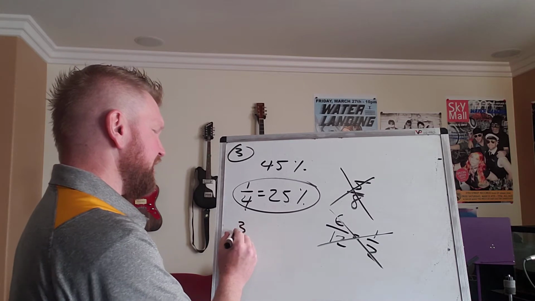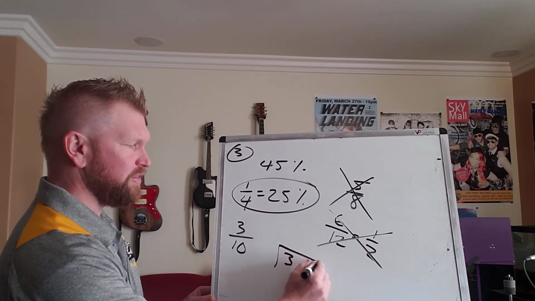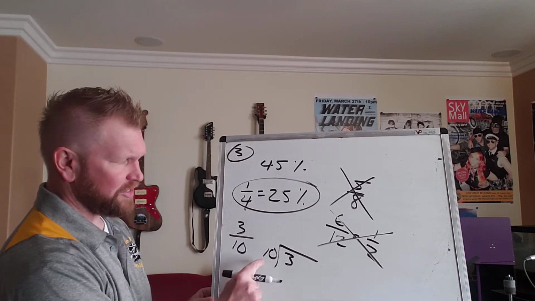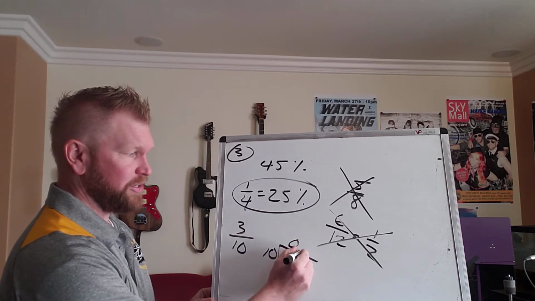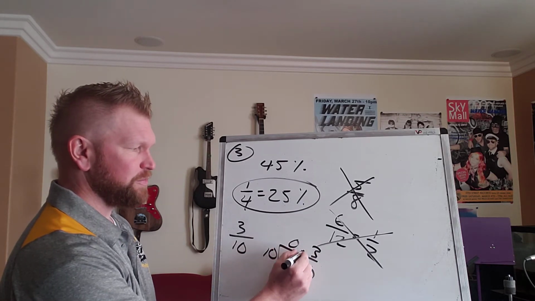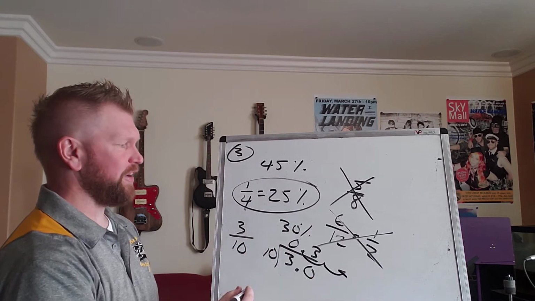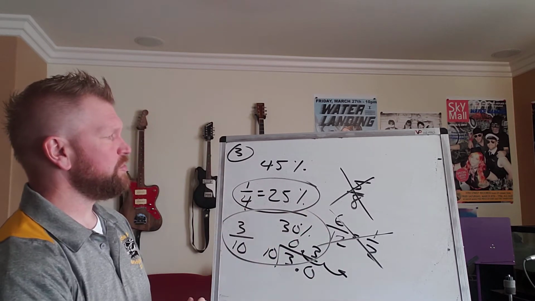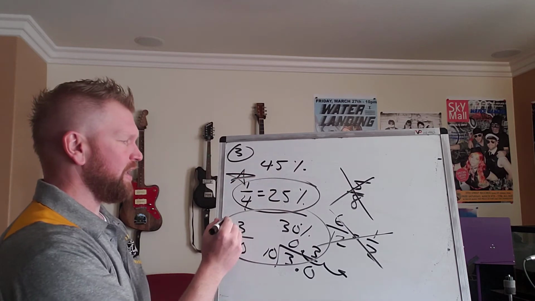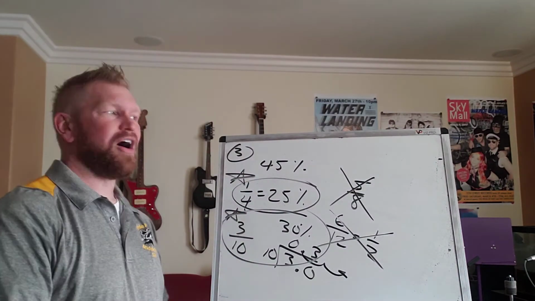Then we've got 3/10. And remember, every fraction is a division problem. You could do 3 divided by 10. 10 does not go into 3, so if you add a decimal and a 0, you'll find out that it's 0.3, which if we move the decimal 2 times, is 30%, which is less than 45%. So the 2 that we want to select are the 1/4 and the 3/10. Those are both less than 45%. All right, that was number 3.